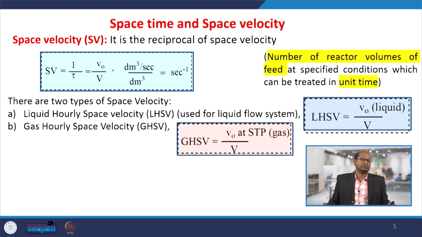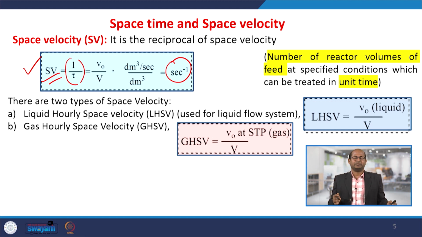Similarly, space velocity is the reciprocal or inverse of space time. So, tau is the space time, and the inverse of the space time is the space velocity. So, v naught by V, the unit is second inverse, that is the space velocity. It means if we fix any time frame, let us say 1 hour or 30 minutes to 1 day, within that period of time, how many reactor volumes of feed can we treat for that particular reaction within that particular reactor.